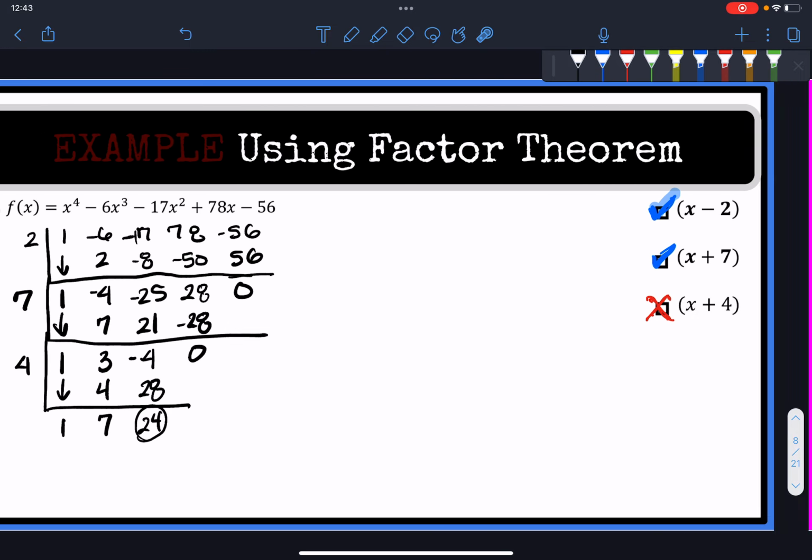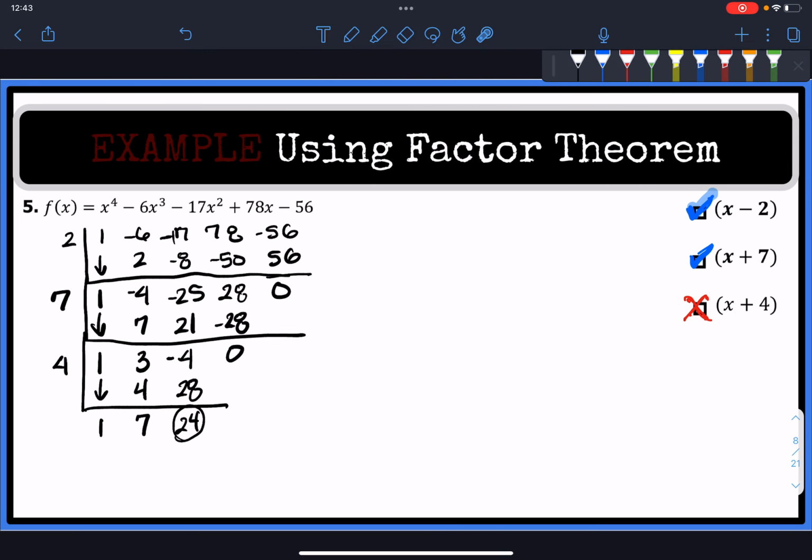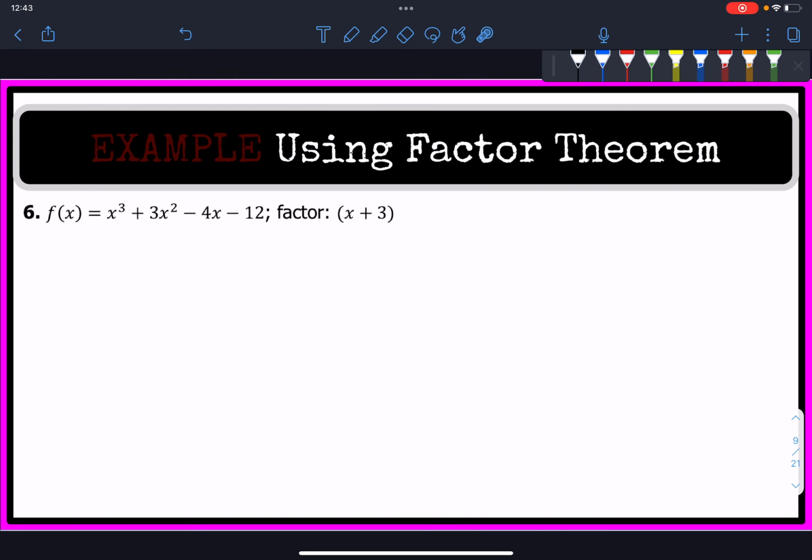So let's use this idea now to completely factor a degree 4 and a degree 3 polynomial. Let's look at this example right here. Here we want to determine the complete factorization of this polynomial. Now, from the fundamental theorem of algebra, since x is raised to the third power, there have to be 3 linear factors, 3 things that multiply to give us this polynomial. We know that one of them is x plus 3.